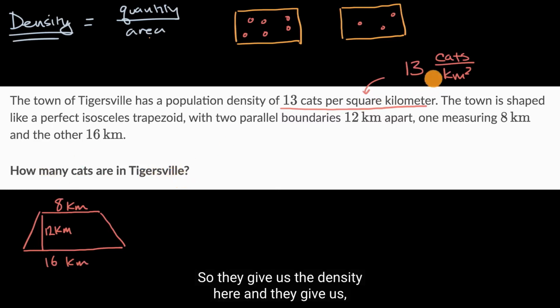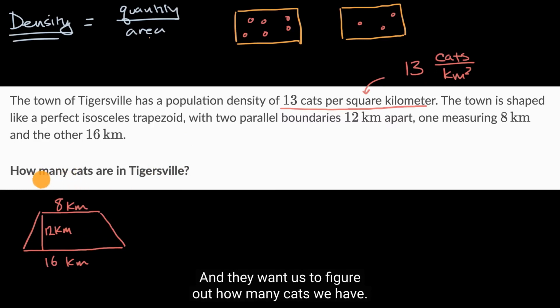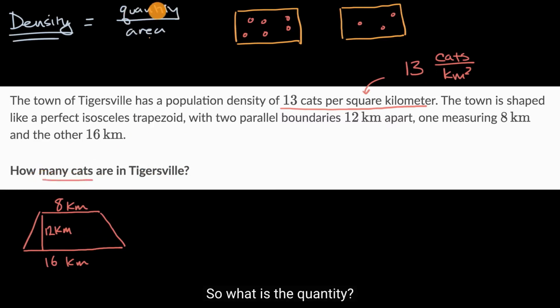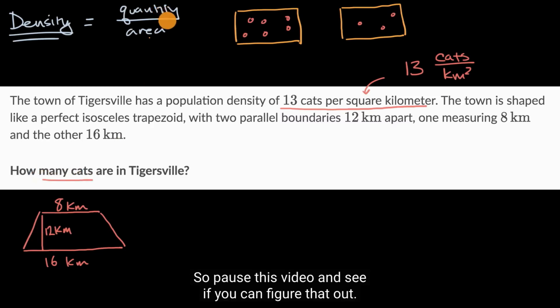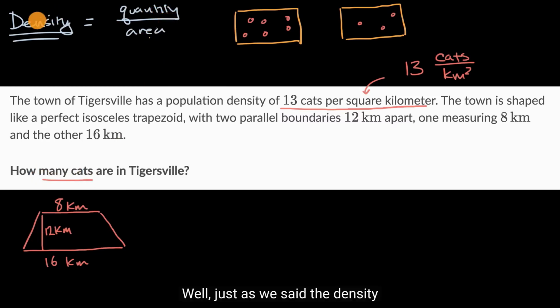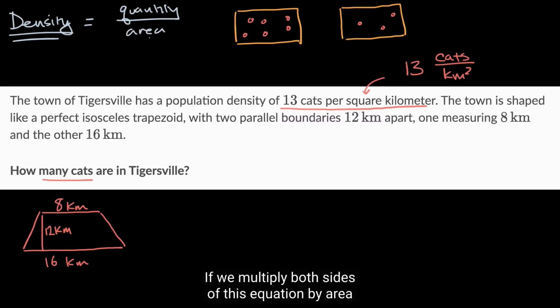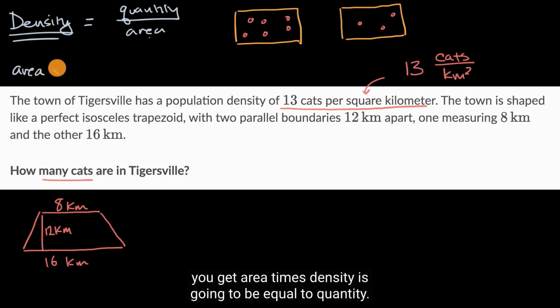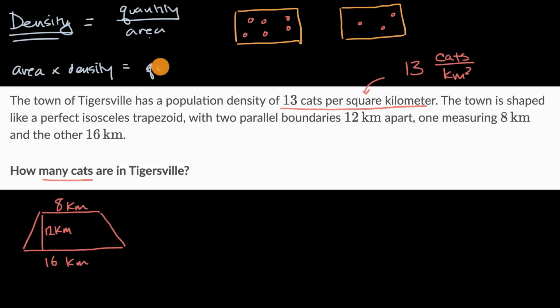So they give us the density here, and they give us, I think, enough information to figure out the area, and they want us to figure out how many cats we have. So what is the quantity? Pause this video and see if you can figure that out. Well, just as we said that density is equal to quantity divided by area, if we multiply both sides of this equation by area, you get area times density is going to be equal to quantity.